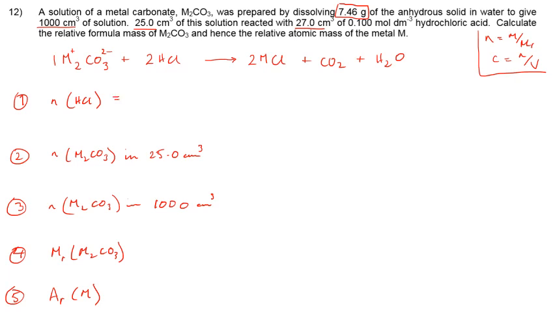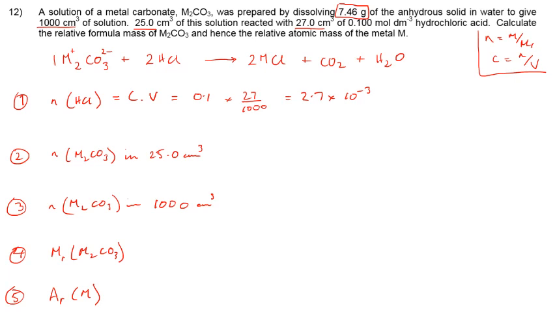So moles of our hydrochloric acid, we're going to use one of these two equations, of course. We could just rearrange our concentration equation: moles equals concentration times volume. Our concentration from the question is 0.1, and our volume, remember volumes are in dm cubed, so we have to convert our 27 cm cubed into dm cubed, and that's going to come out at 2.7 times 10 to the minus 3. We can do that in our heads, we don't need to get our calculators out, we can save some time there.